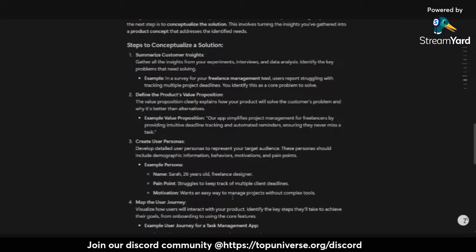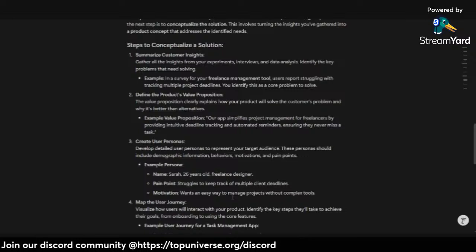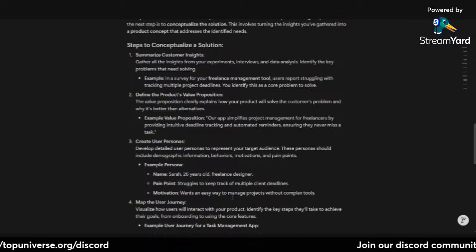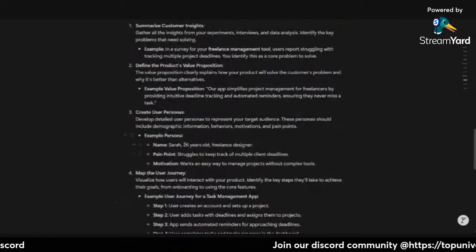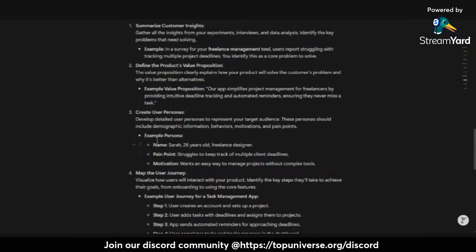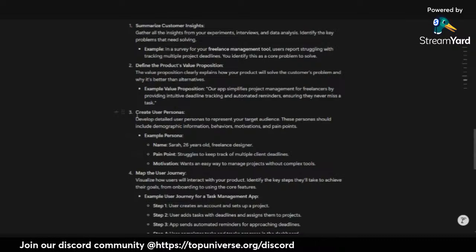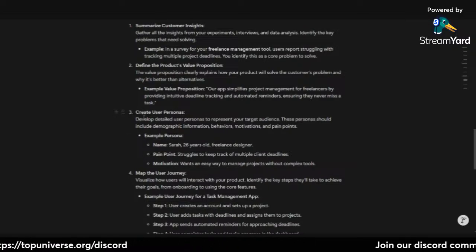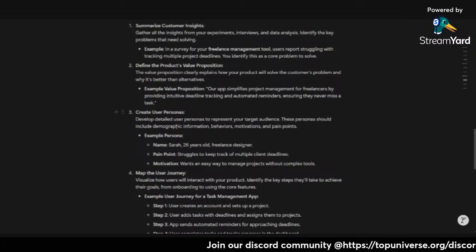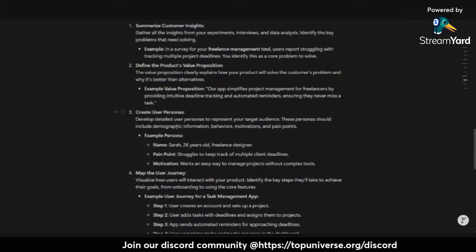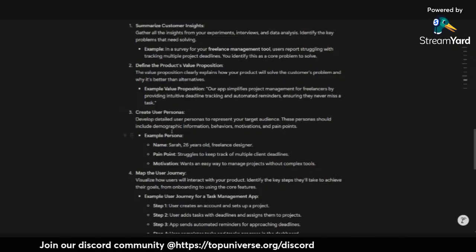Next, you have to create user personas. These are things that designers have already identified as valuable, and it makes sense for product managers to also learn and work with these frameworks. You develop detailed user personas to represent your target audience, and these personas should include the demographic information, the behaviors, the motivations, and also the pain points of those users.